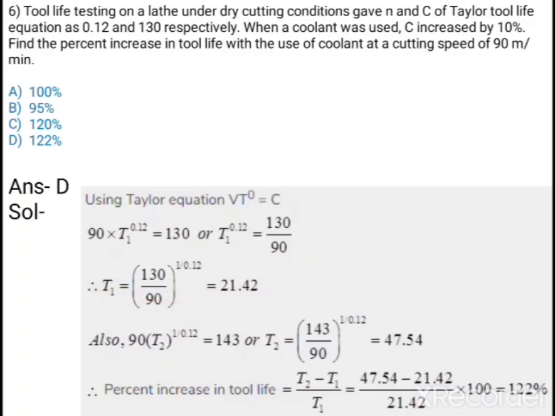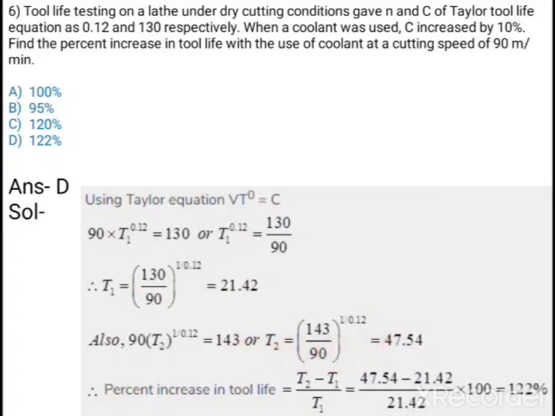Next, when coolant was used, C is increased by 10%. So your C is going to be increased by 10%. That is 130 into 10 by 100, which gives 13. So 13 is added to 130, and 130 plus 13 gives 143. So 90 into T2 raised to 1 by 0.12 is equal to 143, and from that expression you can easily calculate T2.